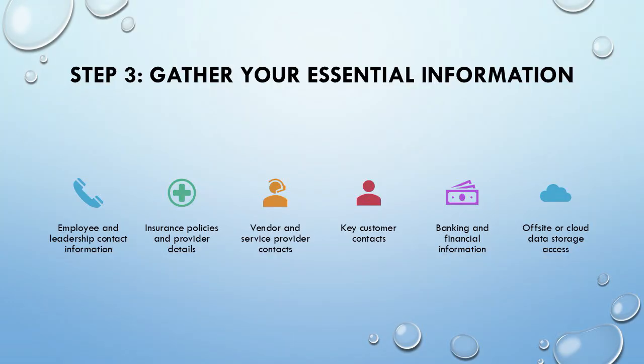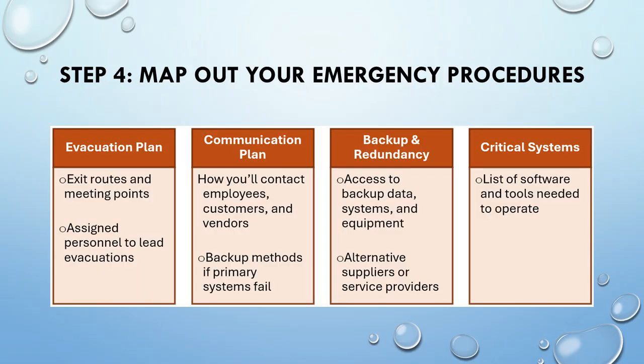Step 3 is the one you've probably already thought about. Gather your essential information. When something goes wrong, you don't want to scramble for contacts or account details. Keep key information in one accessible place. Include things like employee and leadership contact information, insurance policies and provider details, vendor and service provider contacts, key customer contacts, banking and financial information, and off-site or cloud data storage access. You'll want to keep both digital and secure offline copies, if possible.